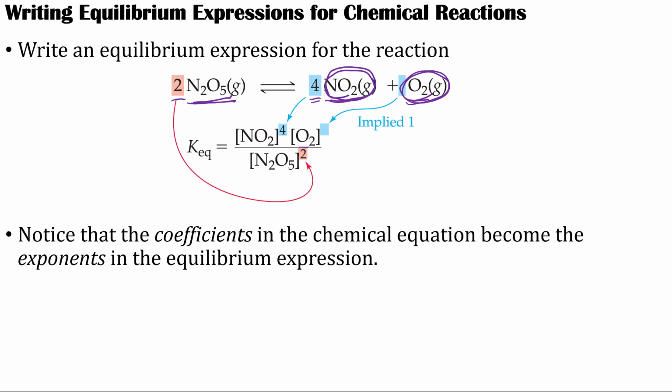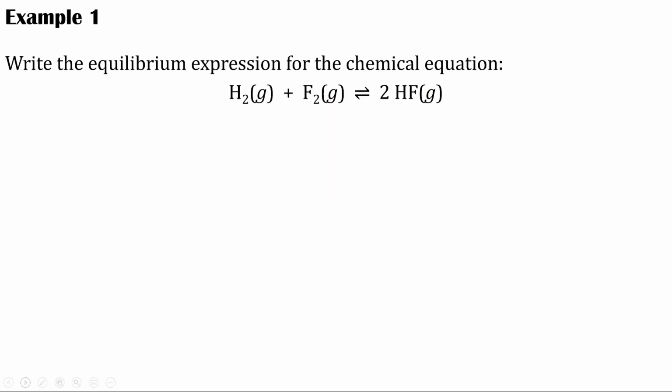So don't forget PEMDAS at this point. You're going to have to calculate this before you multiply by this, and you're going to have to calculate that before you can divide by it. So if we're going to write the equilibrium expression for the chemical equation, I would have K is equal to HF squared divided by H2 times F2, and it really is that simple.